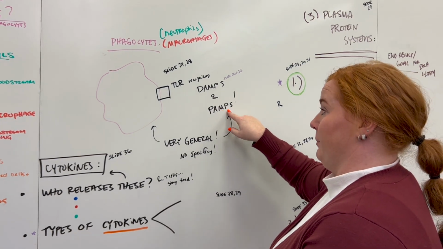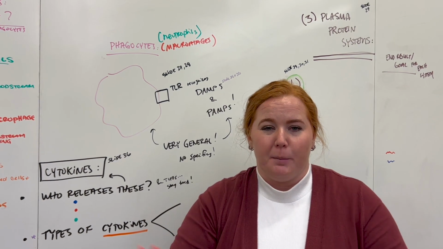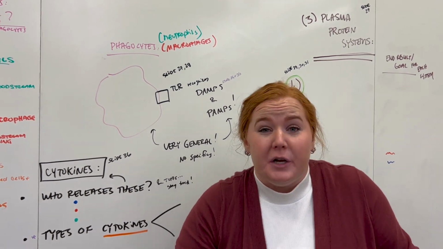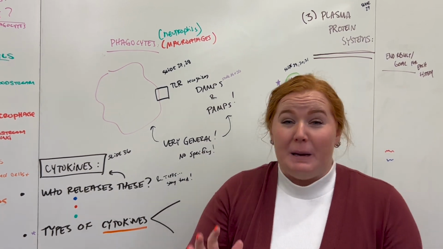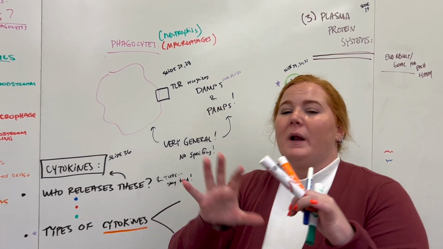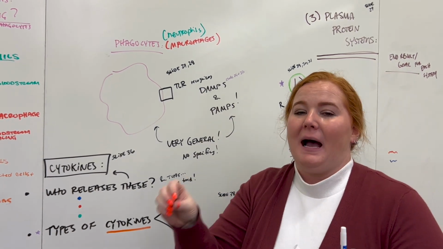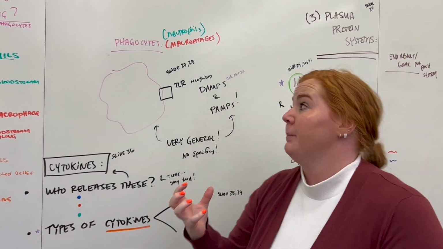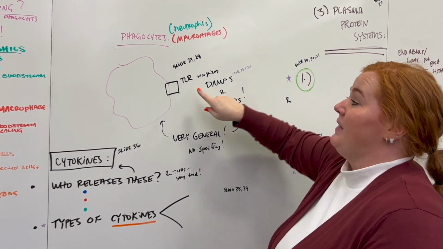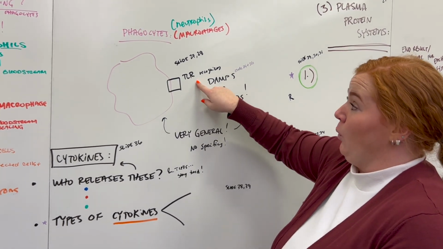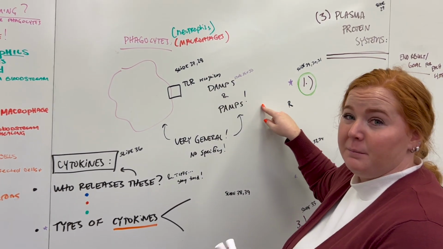Pathogen-associated molecular patterns are patterns that the pathogens are putting out, whether it's things they're secreting, the way they move, or the shape that they are. It doesn't matter. Whatever pattern pathogens make, we're labeling that a PAMP. So phagocytes, which are neutrophils and macrophages, have TLRs, which have the ability to recognize DAMPs and PAMPs.